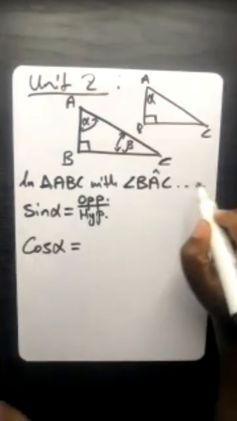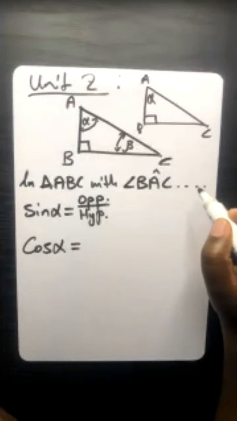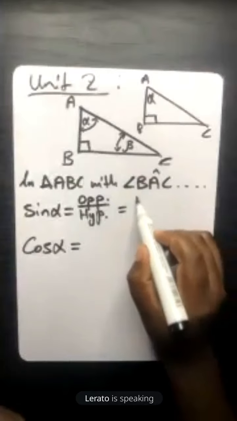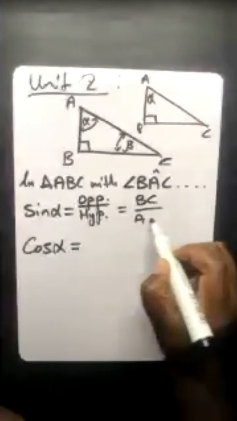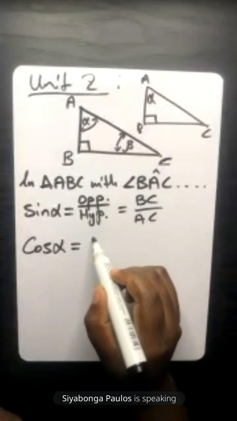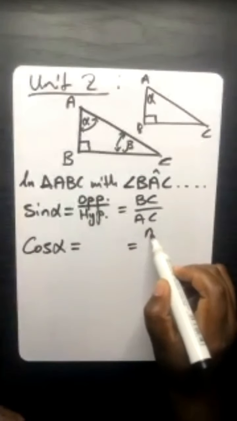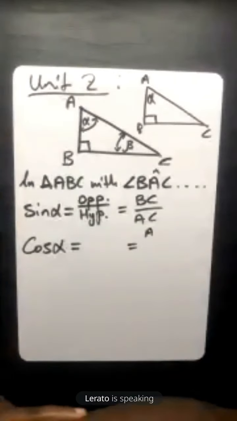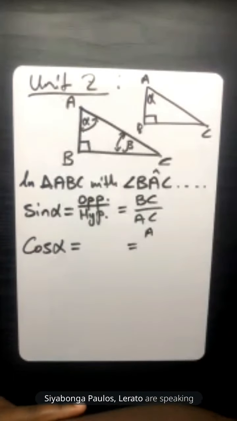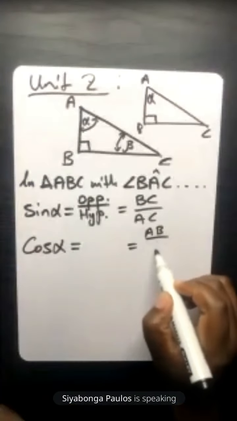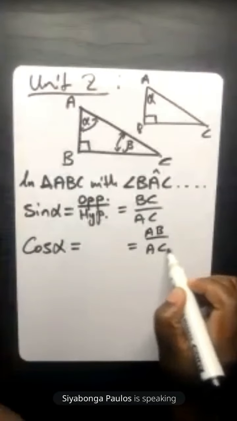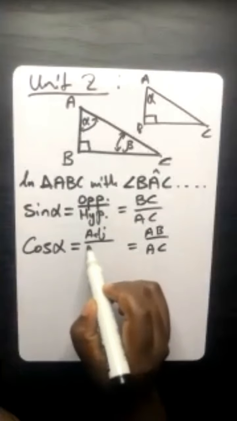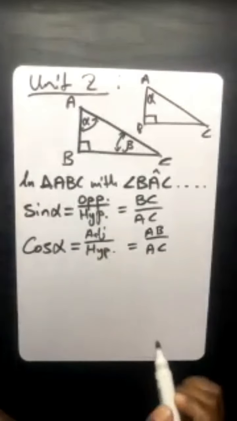So cos, which one? What is the ratio for cos? AB over AC. So what is BC over AC? Wait, BC over AC, AB over AC. Yes, AC, which is adjacent over hypotenuse.